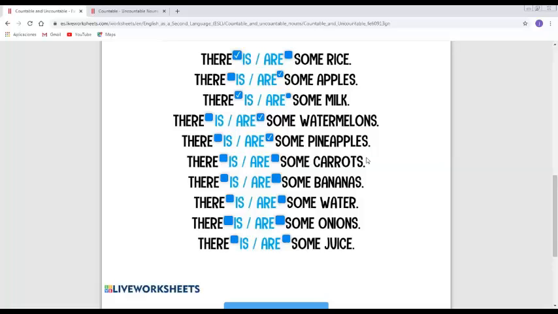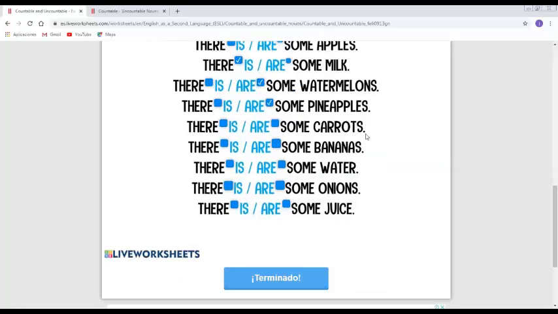Next, number 6. Carrots, plural. Countable noun. The answer is there are some carrots. Now, bananas. Bananas, plural. Countable noun. There are some bananas. Okay? Next.